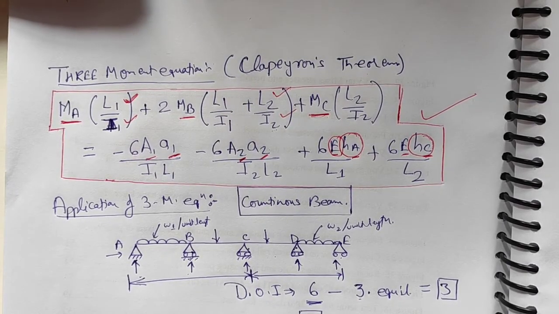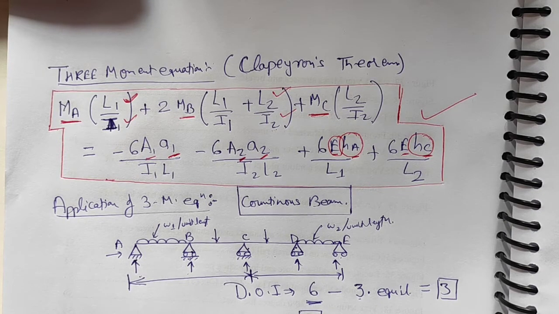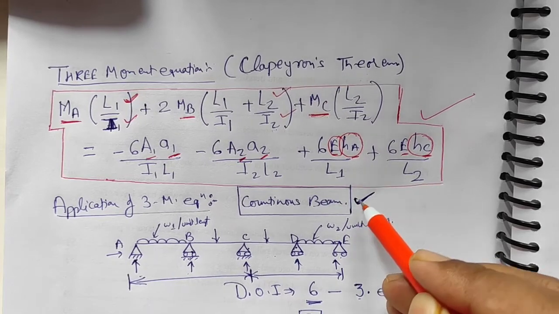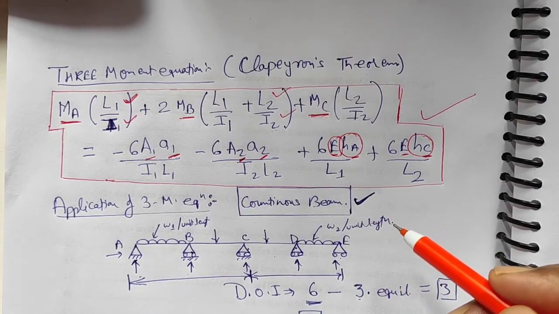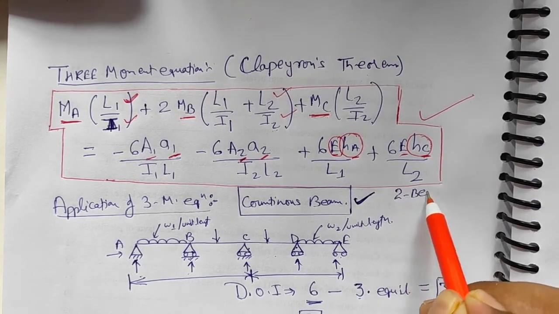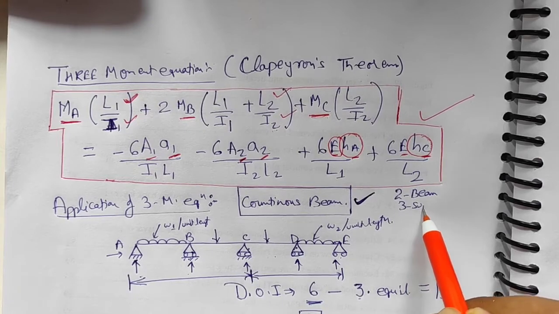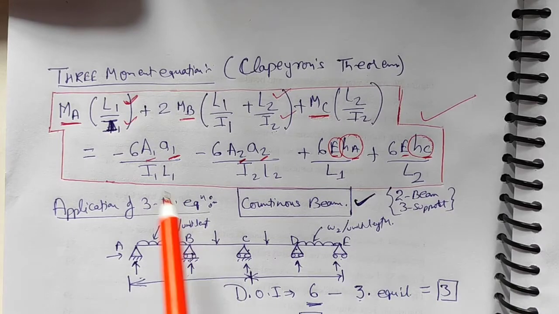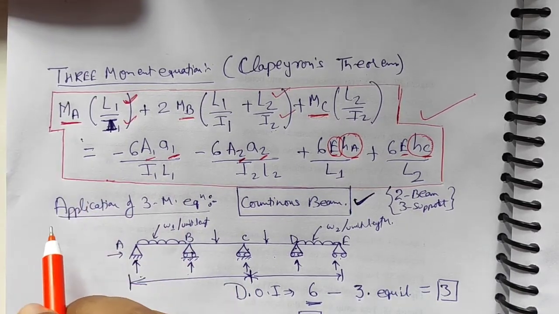That means in each case we'll consider 2 beams and 3 supports, and we'll find out the moments at each support. So this three moment equation is very helpful in solving a continuous beam, but we have to make a proper selection of the beam portions, in which we consider only 2 beams and 3 supports, which is the basic condition we have to apply for the three moment equation.